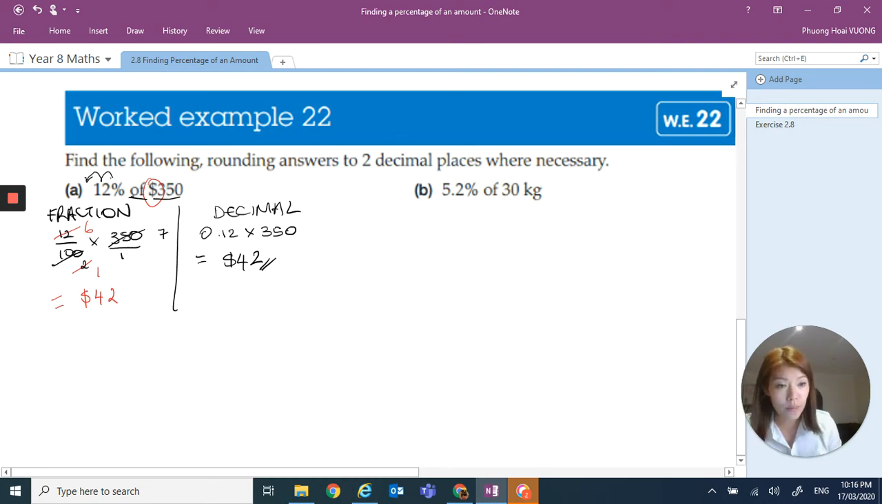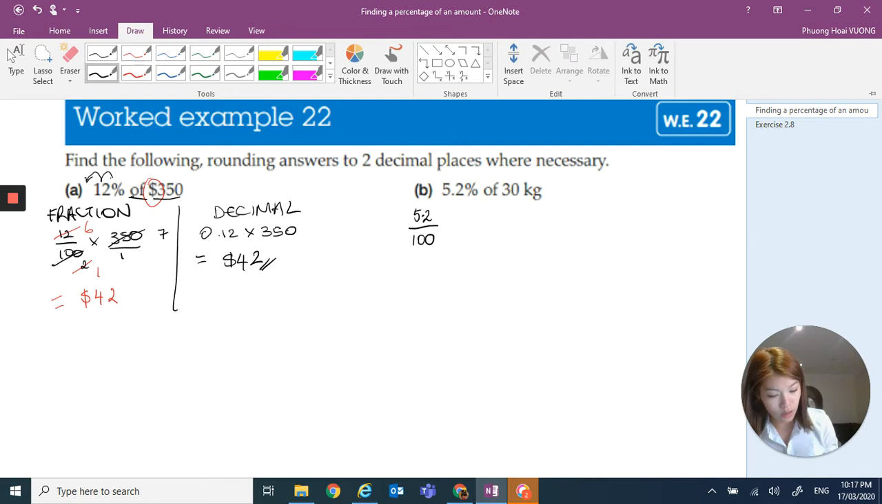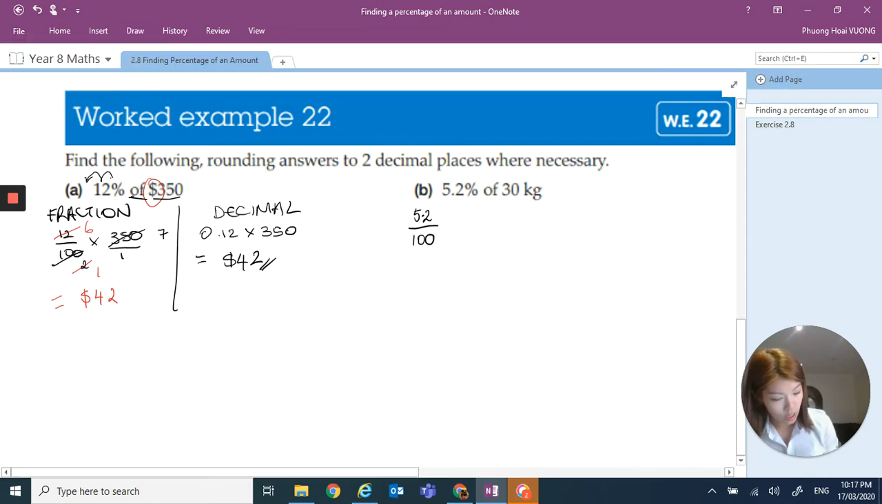Now we're going to do the next question. It looks very similar, but you have to be very careful. Why? There's only one number before the decimal point. So 5.2%. How do we write that? 5.2 over 100. That looks pretty ugly because there's a decimal in a fraction. So we must move this once, and therefore we move the bottom decimal once.